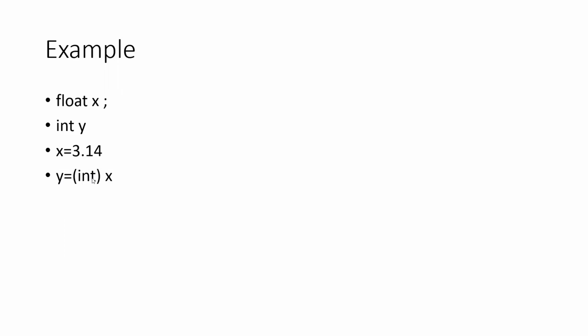So when we write the data type within the bracket before a variable, it means it is a casting operator. So this int within the bracket acts as a casting operator. That means we are explicitly converting the data type of x into integer. So the data type of x is float, but using this casting operator, we are explicitly converting that value into integer. So this is known as typecasting.